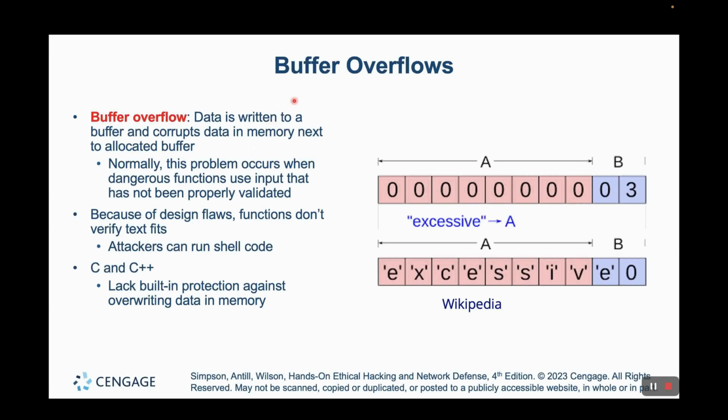Now let's look at buffer overflows. Buffer overflow is a major issue. It occurs when data written to a buffer corrupts data in memory next to the allocated buffer. Buffers are used to temporarily store data while it is being processed. They are typically allocated a fixed amount of memory, like here, you see, that's a fixed amount of memory, and the program is supposed to check that the amount being written to the buffer does not exceed the limit set over here.